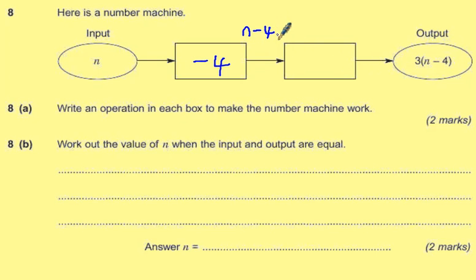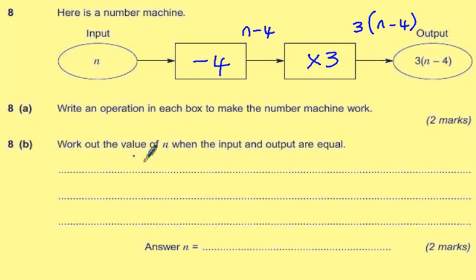Now to get from n take away 4 to 3 times all of n minus 4, in the second box we'd have to multiply by 3. So we would end up with an output after our second box of 3 times n minus 4, which is our output that we're given there.